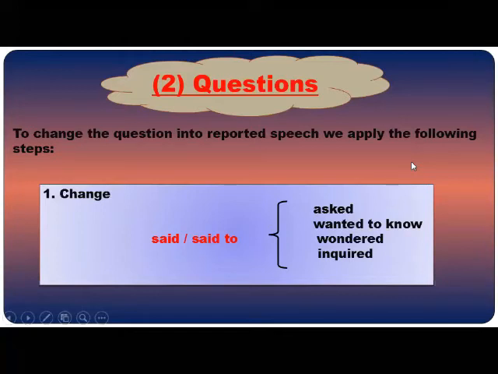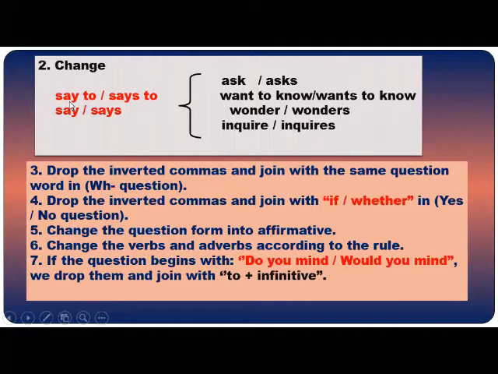So again, to report the questions. Okay? To change the question into reported speech, we apply the following. Number one, we will change said or said to into asked, wanted to know, wondered, or inquired. Okay? Change any of them. So, he said or said to, I will cross them and change them to asked, wanted to know, wondered, or inquired. After that, if I have say to or says to, say or says, I will change them into ask, asks, want to know or wants to know, wonder or wonders, inquire or inquires. And remember, if the introductory verb is in the present simple, I can't change the tense of the question. I will not change the tense of the question, but if I have said and said to, I change them to asked and change the tense of the verb.